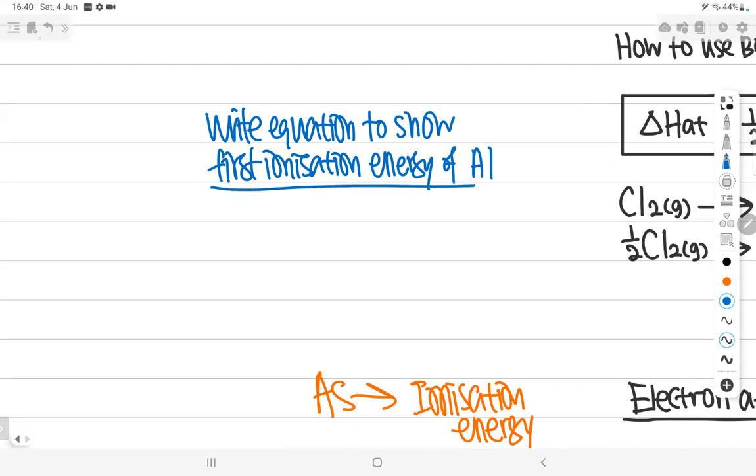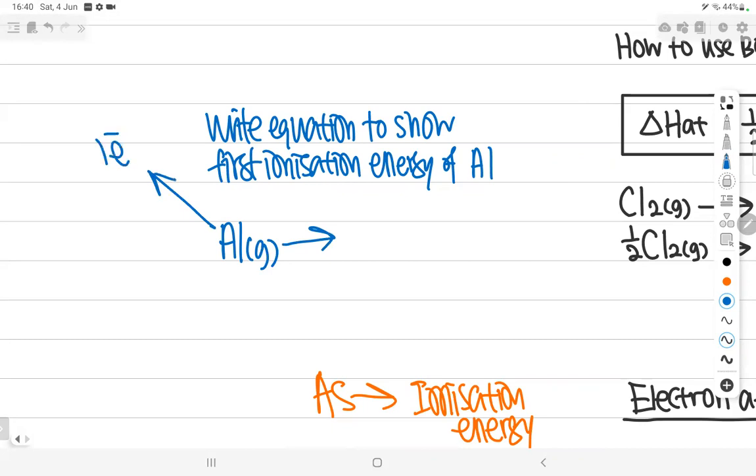So for ionization energy, you must always start with aluminium. When you come to ionization energy, it must be in gas form. So you have aluminium gas atom. Now you want to remove 1 mole of electron from aluminium gas atom. So the 1 mole of electron you remove, you put it here. When you remove 1 mole of electron from aluminium gas atom, you become aluminium positive 1 gas ion. So this is the first ionization energy. We learned this in AS. So what if the question asks me to write the equation to show the second ionization energy for zinc?